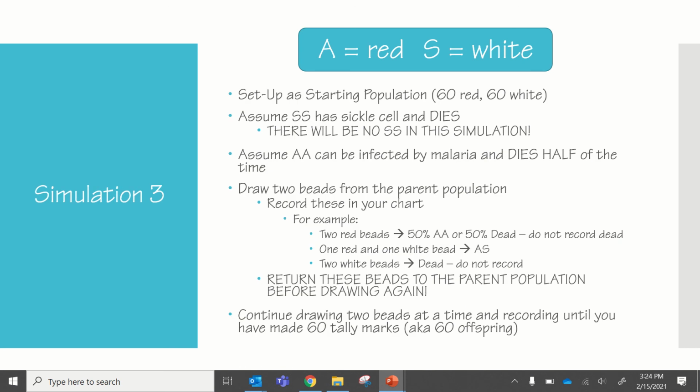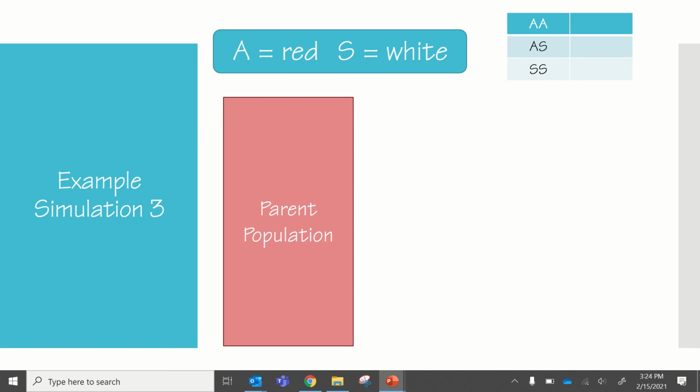So simulation 3, now, if we have homozygous recessive, they die still. But now if I have homozygous dominant, then there's a 50% chance of living. And so you have to find some way to keep track of this. Again, you still want to get to 60 individuals.